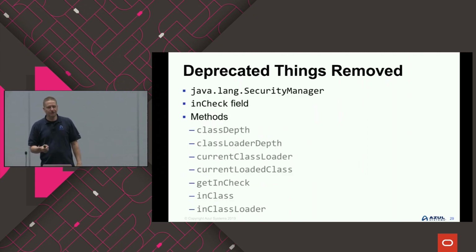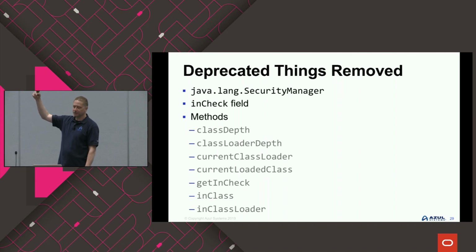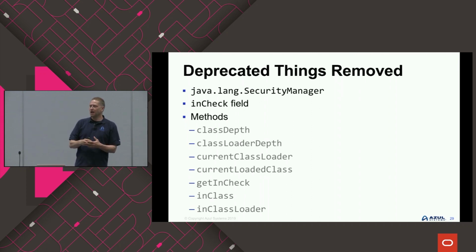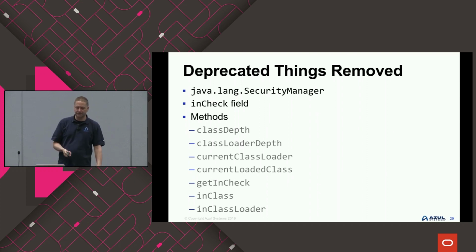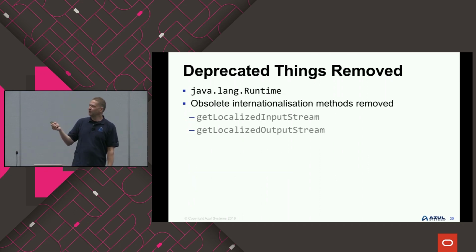More deprecated things that are removed. Okay, in java.lang.SecurityManager, they removed a single field and then all these methods to do with class depth, class loader depth, current loaded class, get in check, in class loader. So far, I've not found anybody who's come and said, oh, we're using those, so that's really bad. In java.lang.Runtime, a couple of very obsolete internationalization methods were removed: getLocalizedInputStream, getLocalizedOutputStream. Okay, great. Again, haven't found anybody that's had a problem with those.